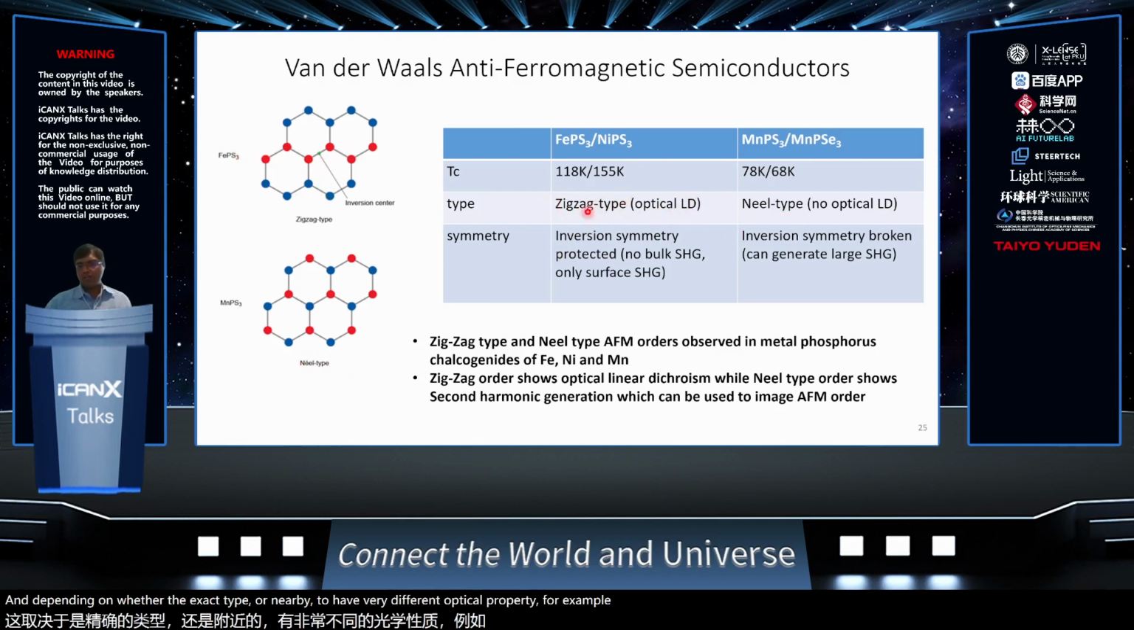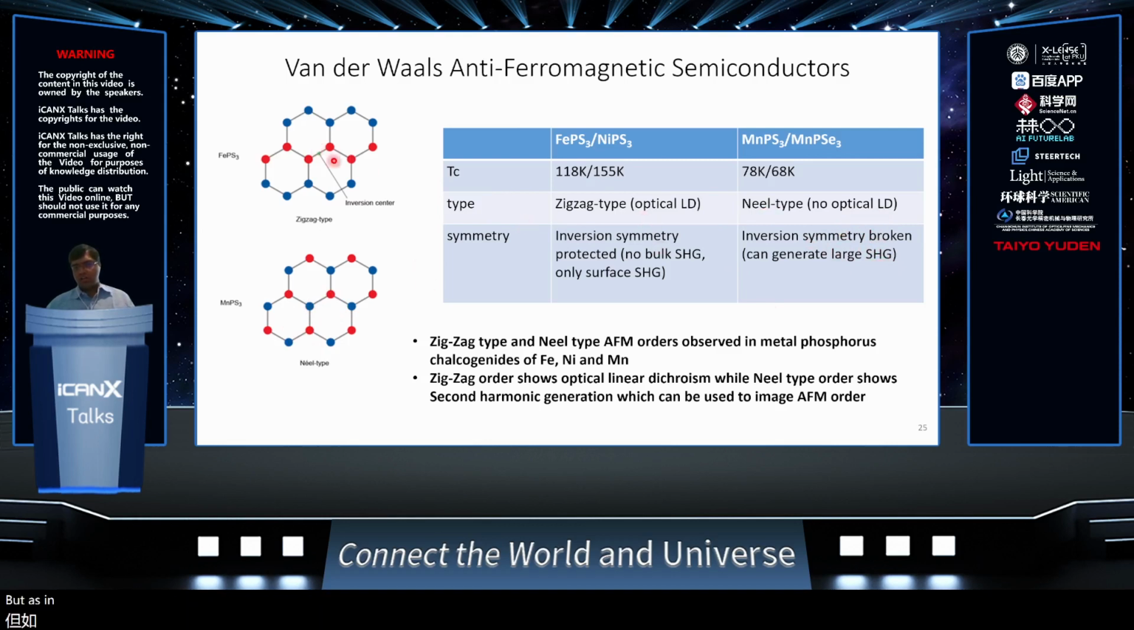For example, in the zigzag type magnets, you can have a very large optical linear dichroism, or LD, and I'll explain what that is. Whereas if it is Néel type, you don't have LD, but instead, because of this type of alternating spins over here, you can generate a large amount of second harmonic generation. Whereas in the zigzag type, you don't have much second harmonic generation.